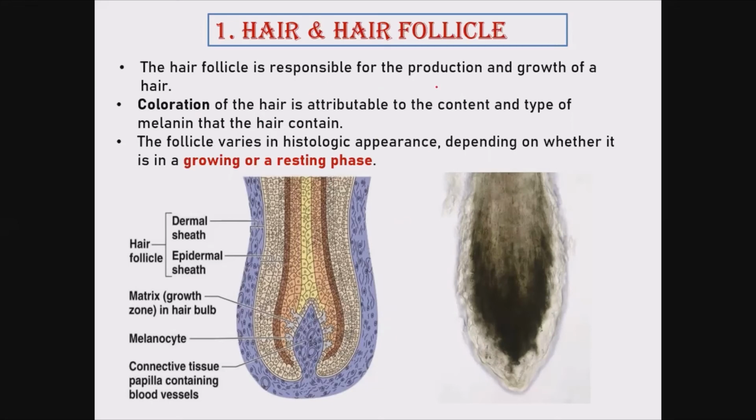The hair follicle is responsible for production and growth of hair, and coloration of hair is attributed to the content and type of melanin that the hair contains, and this is all genetically determined. Here we can see the hair, the root of the hair, which is surrounded by the hair follicle, forming the sheath around the hair. It varies in histological appearance depending on whether it is in the growing phase or resting phase. The changes mainly appear in the growing phase, so we'll be discussing the growing phase.